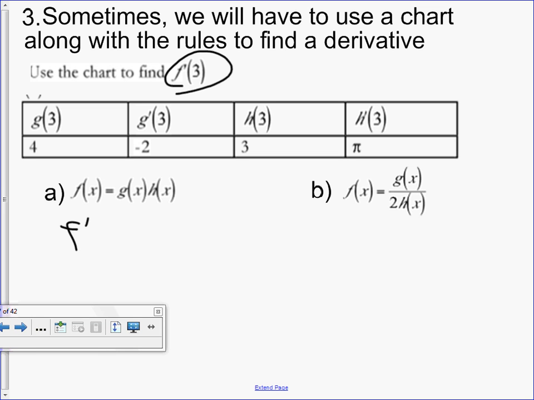What you do is you just apply your rules. If you want f prime of 3, first you have to find f prime of x. Now what rule would I have to use if f of x was g of x times h of x? How would I get the derivative? Product rule. So let's use the product rule. So we do first, that's your g of x.